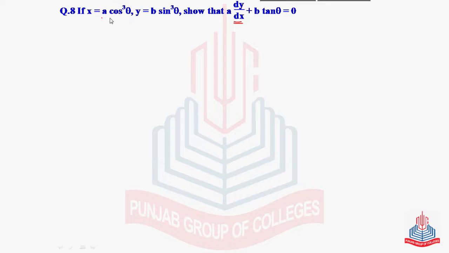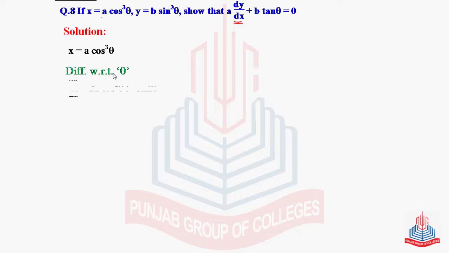From here we will calculate dx by d theta, and from here we will calculate dy by d theta, and then joining these two derivatives by using chain rule, we will form our dy by dx and then try to prove this result. Now given x is equal to a cos cube theta, differentiate with respect to theta, as the variable involved on the right hand side is theta.